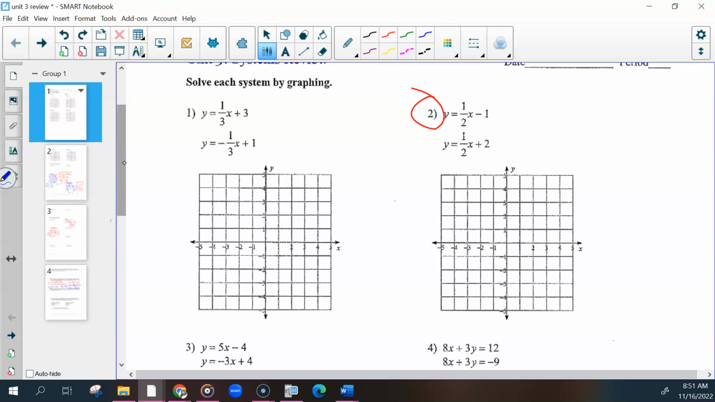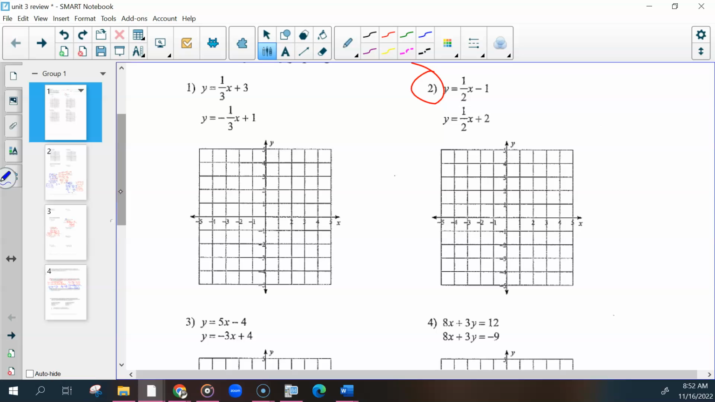So number 2, if these are in y equals, you can use your calculator to double check that you graph these correctly and find the intersection. If they're not in slope-intercept form, like number 4, you would have to get them in slope-intercept form before you could put it in your calculator. But if it's in slope-intercept form, you're going to start at your y-intercept. So for the first one, start at -1.